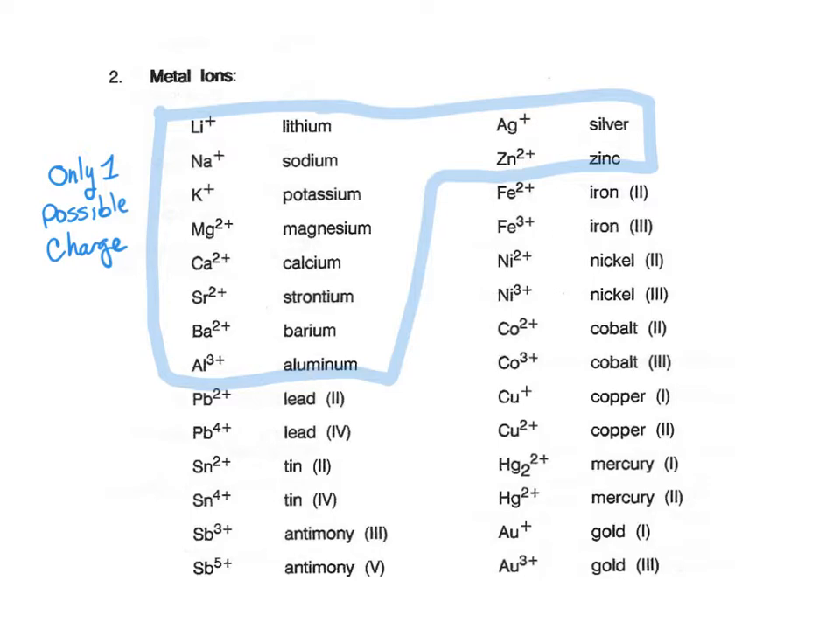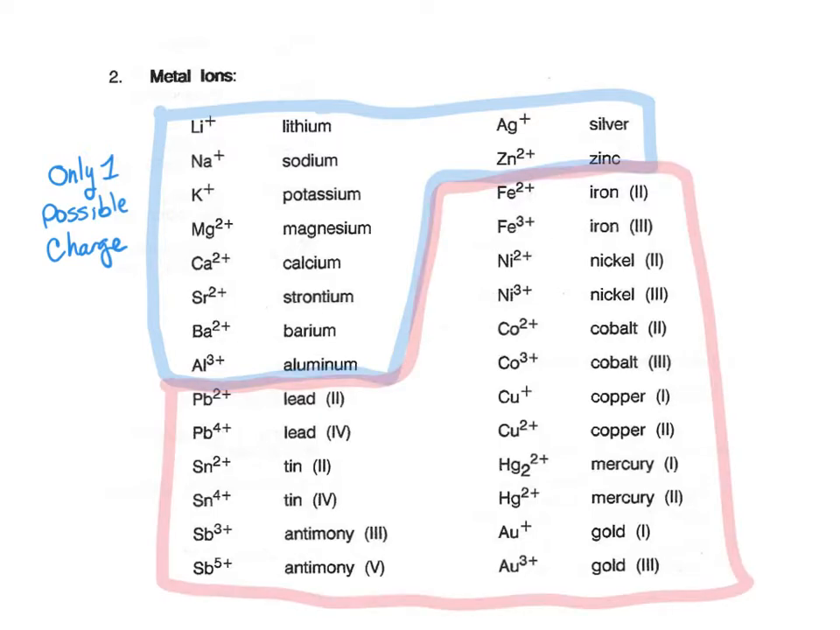On the other hand, we'll see the ones with lead, tin, antimony, nickel, cobalt, copper, mercury, and gold, and all of those have 2 possible charges. I'm going to show you how to know what the charge is for the ones that have only 1 charge and what the 2 possible charges are for the ones that have 2 possibilities.